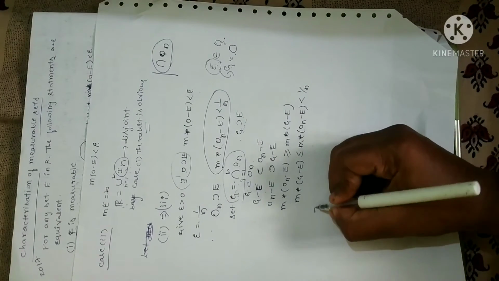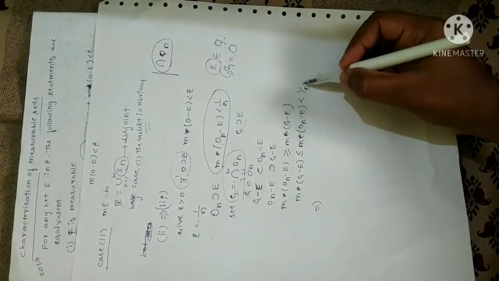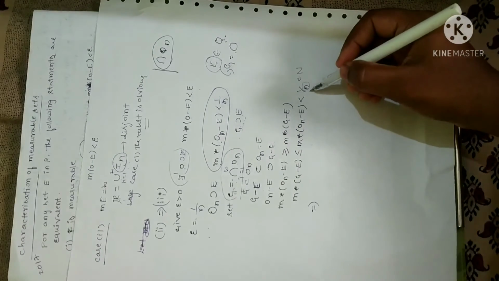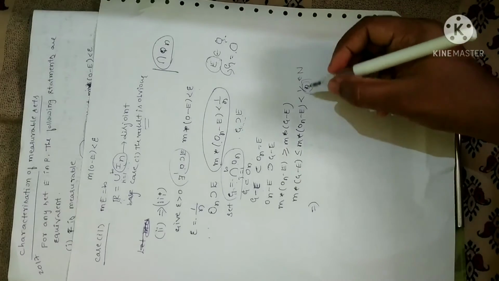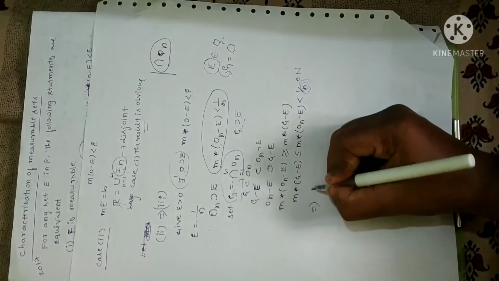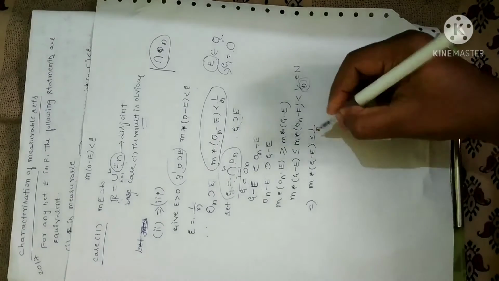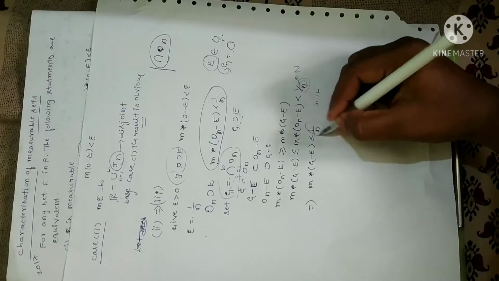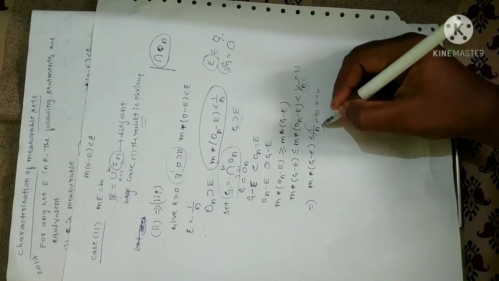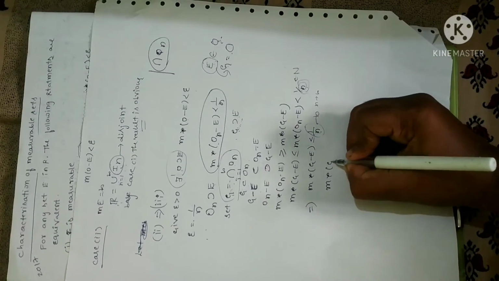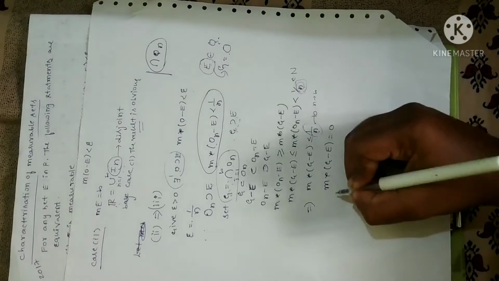Since each n belongs to capital N, that is the set of natural numbers, for larger values of n this value is tending to 0, that is 1 by n. Or else, if you want, I'll write one more step. I can write this as less than or equal to 1 by n. So as n tends to infinity, this value tends to 0, since 1 by infinity is 0. So as n increases, this value will become 0. So I can write m star of G minus E is equal to 0.